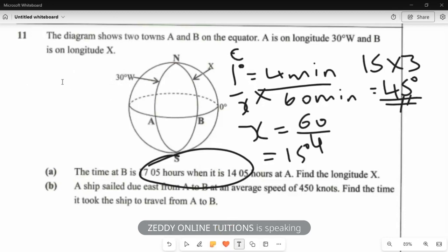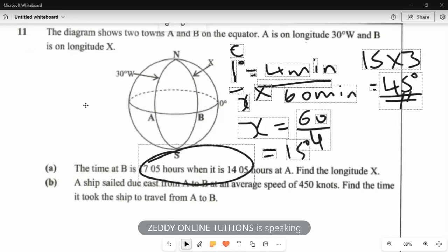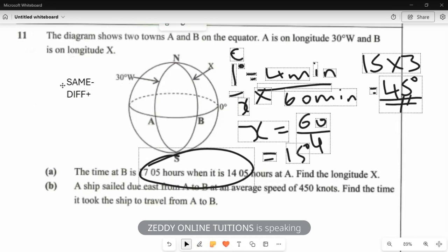Let me just do this. Same, what do we do? Same, we subtract. Let me just put a minus symbol. Then different, I'll just put diff. We do what? We add. Then this principle is going to guide you. Oops, what has happened to my text? It has disappeared, right? Okay, like that.